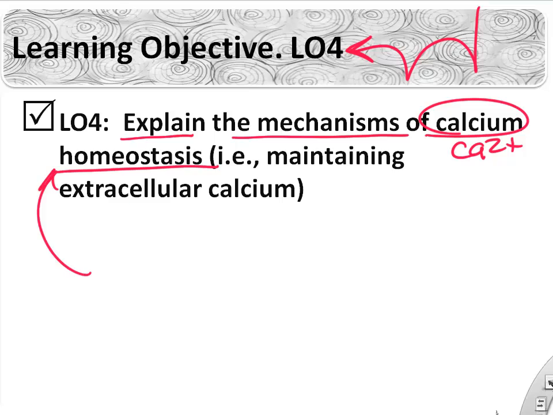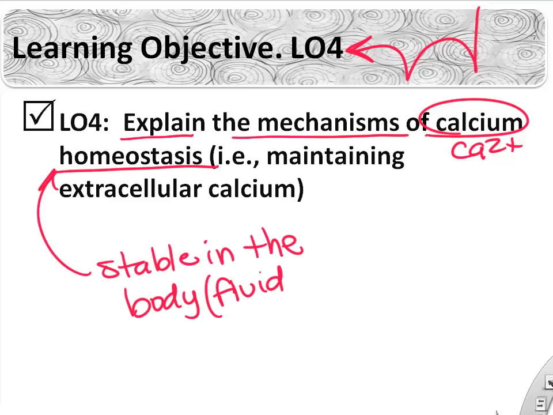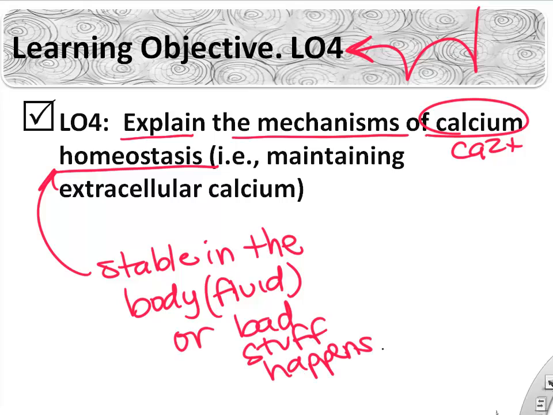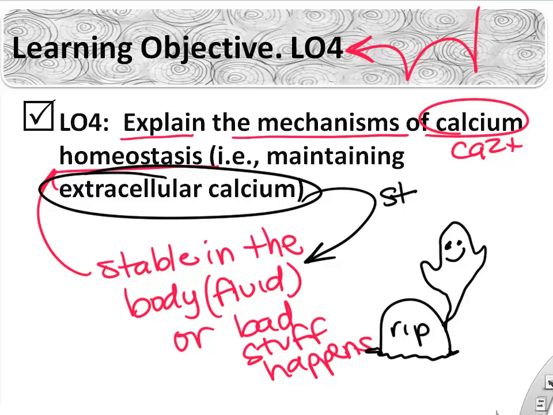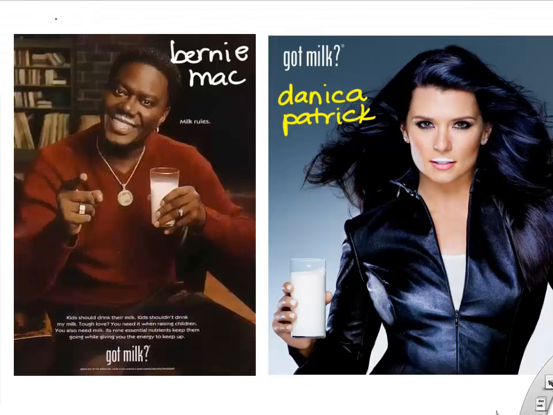Explain the mechanism of calcium homeostasis. So hopefully you remember that homeostasis is stability in the body. In the case of calcium, we're talking about keeping calcium levels stable in the body's fluid, or very bad things can happen, like your brain and your heart and your skeletal muscles and other organs can stop working. So we want to keep our extracellular calcium stable.